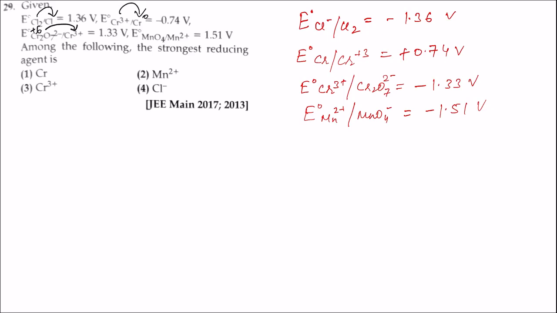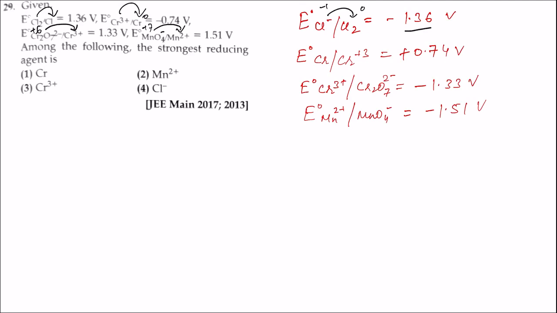Then MnO4- to Mn2+ is again reduction. In MnO4-, manganese is in the +7 oxidation state. From +7 to +2 is reduction. These numerical values are the reduction potential values. So just writing the reverse reaction, that is chloride to chlorine, here the oxidation state changes from -1 to 0, meaning this is oxidation. The numerical value of the oxidation potential will remain the same as the reduction potential value, but the sign will change.